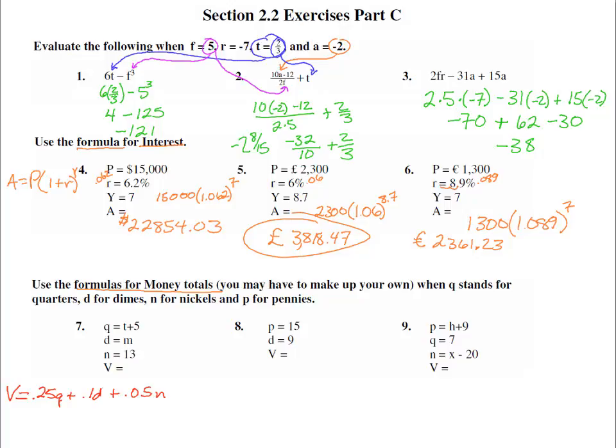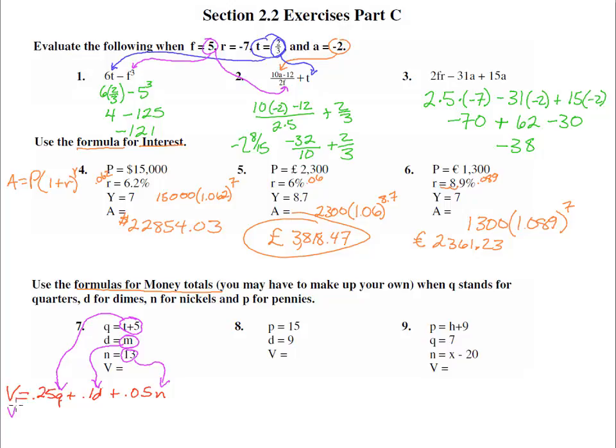This, however, is an unusual problem because it says the quarters, we don't even know what they are, but it says that we have this many of them. T plus 5. I don't even know what that number is, but it tells us that's the number of quarters. So we stick it in just like normal numbers. We don't need to be scared of that. 0.1 times D, that's just M. Oh, hey, at least we get 13 over here.